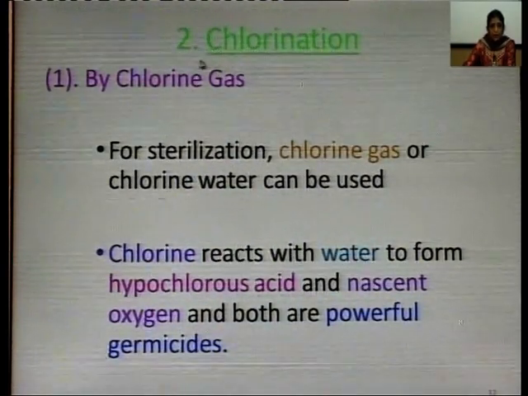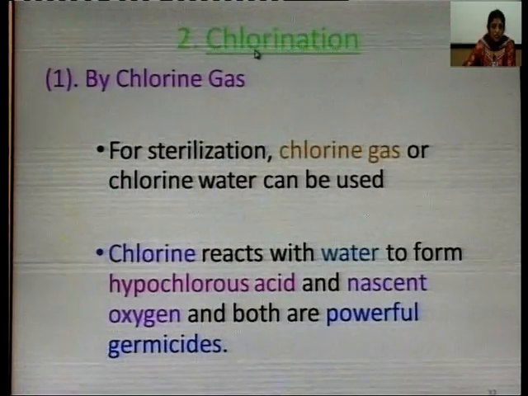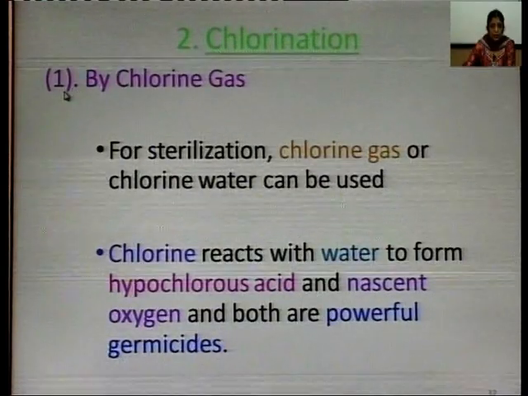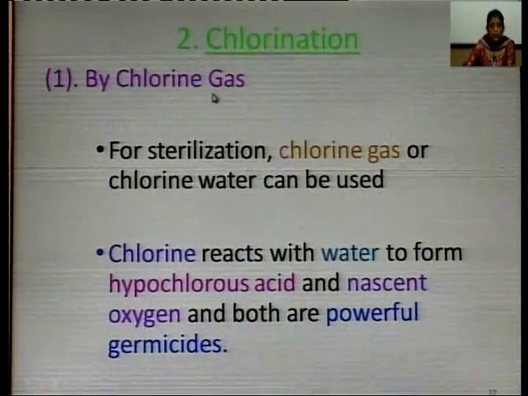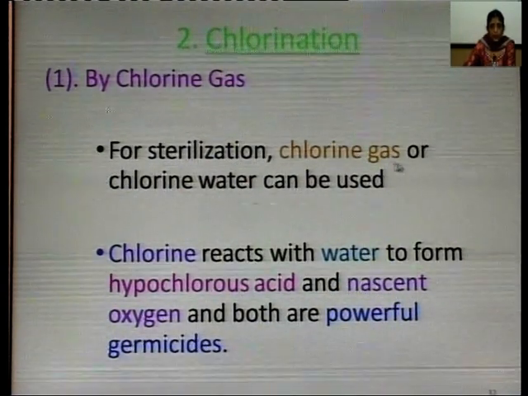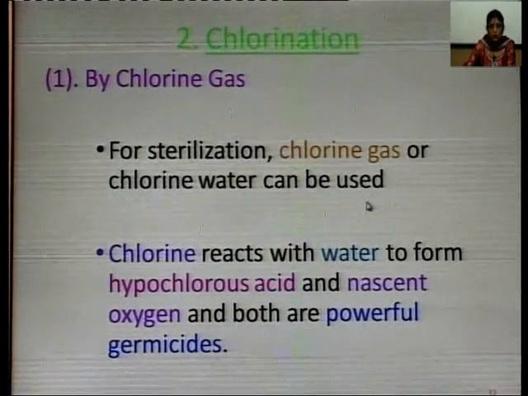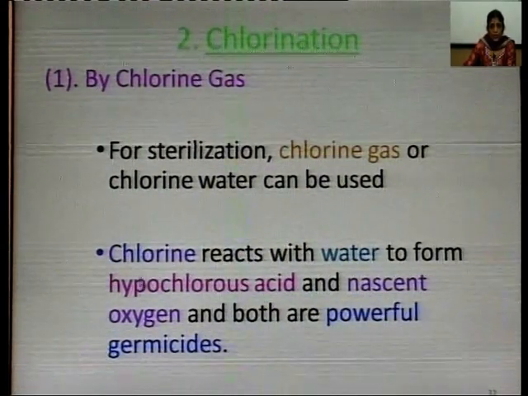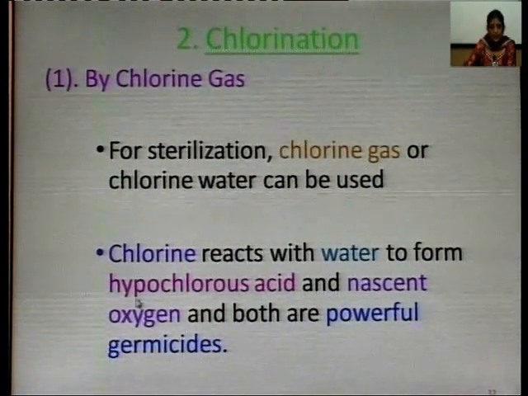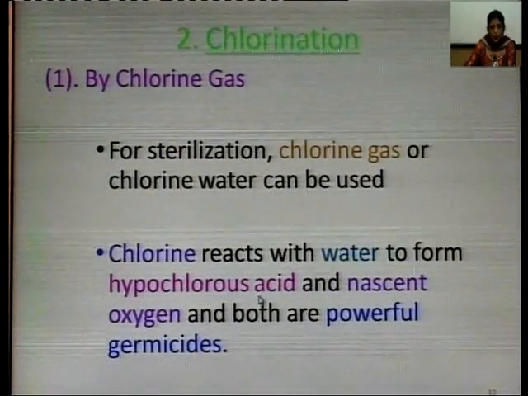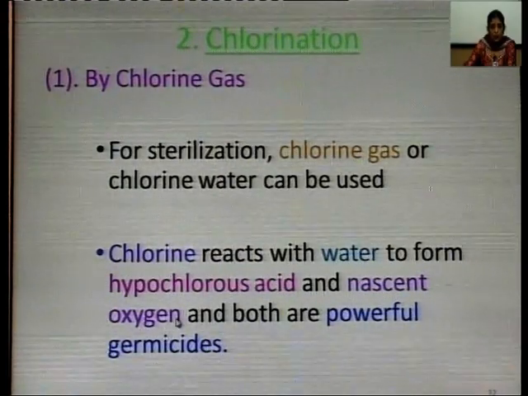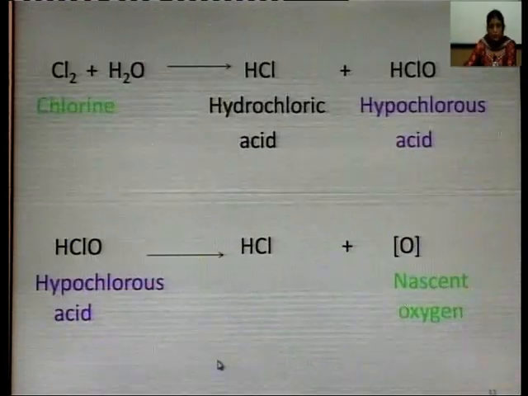Then the second method of disinfection or sterilization is chlorination. Chlorination can be done by different methods. The first method is by chlorine gas. For sterilization, chlorine gas or chlorine water can be used. So, how does chlorine gas react? Chlorine gas reacts with water and forms an acid called hypochlorous acid and nascent oxygen, which is atomic oxygen, and the two are powerful germicides.